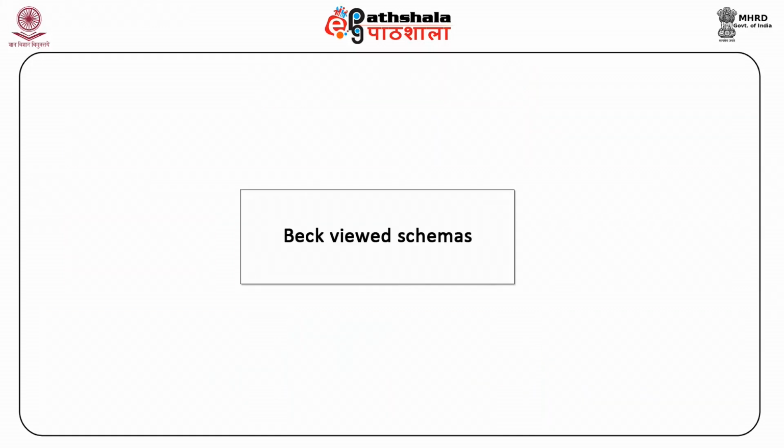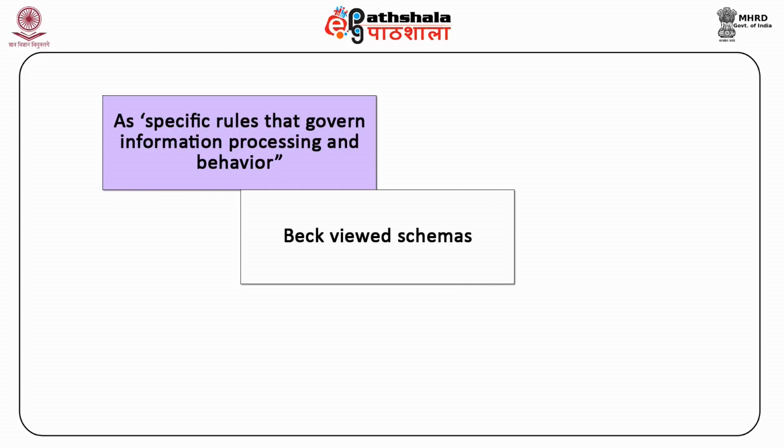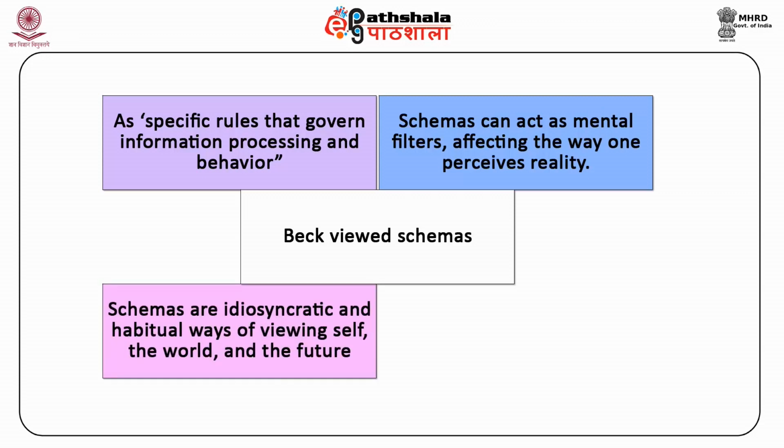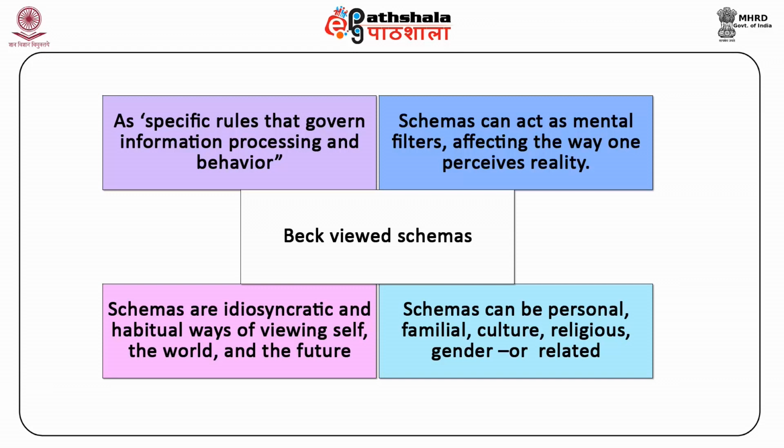Beck viewed schemas as specific rules that govern information processing and behavior. Schemas lead one to have expectations about experiences, events, and roles, and to amplify those with information contained in one's schemas. Schemas can act as mental filters, affecting the way one perceives reality. Schemas are idiosyncratic and habitual ways of viewing self, the world, and the future. Schemas can be personal, familial, cultural, religious, gender-related, or occupational in origin and application. Examples of maladaptive schemas include dependence or incompetence and deprivation.